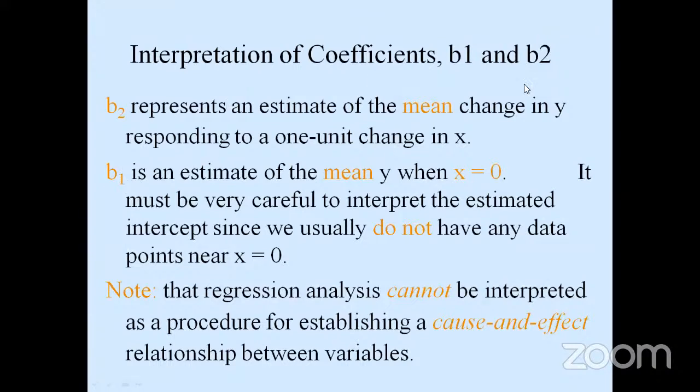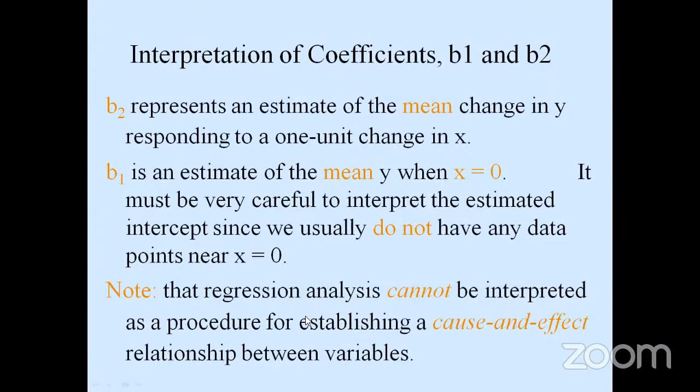So here I'm explaining, we will go for a simple linear regression, we will get beta 1 and beta 2, that is B1 and B2 in this case. B2 means an estimate of mean change in Y in response to 1 unit of change in X, and B1 is an estimate of mean Y when X is equal to 0. We must be very careful to interpret the estimated intercept, since we usually do not have any data points near X equal to 0.